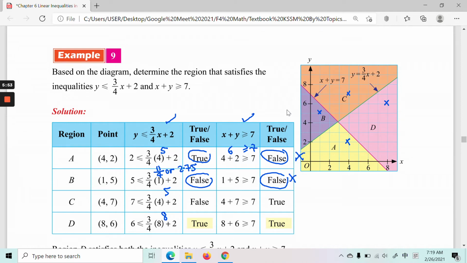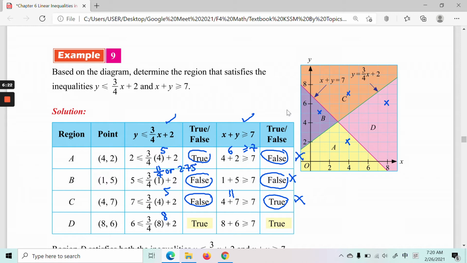And then for 7, so substitute, y is 7. 3 over 4, just copy down. X is 4 plus 2. So this part, key in calculator, you're getting 5. So 7 less than or equal to 5, this one also false. And then for this part, 4, 7. So 4 plus 7, this one 11. 11 greater than or equal to 7. So this one is true. So all this is true, false, false, false, false, true. So not the answer, must be both true, then this is the answer.